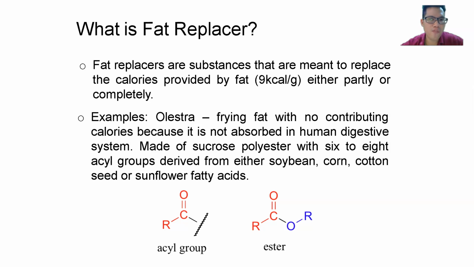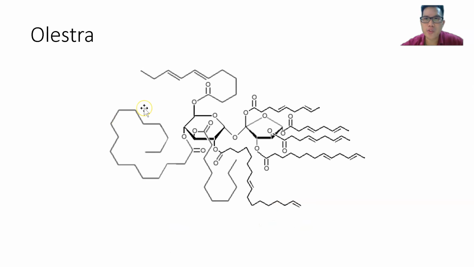So instead of the conventional glycerol, which can only be esterified with 3 fatty acids, now sucrose can be esterified with 8 fatty acids. 1, 2, 3, 4, 5, 6, 7, 8. Now instead of 3, it can form 8 fatty acids. So in this olestra, you can see the sucrose over here, and the OH groups have been esterified with fatty acids.